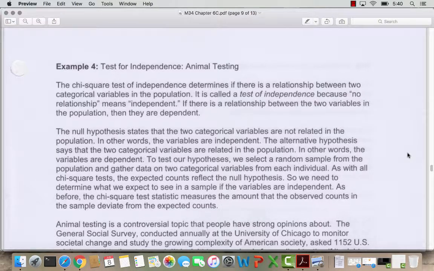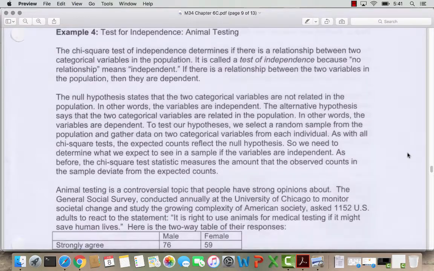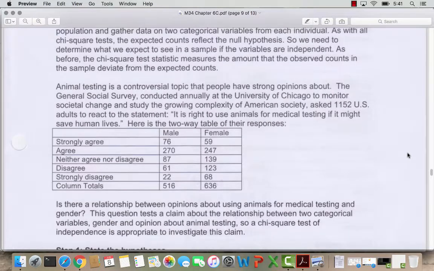Okay, so let's look now at example 4, what we call a test for independence about animal testing. So we use the test for independence to determine if there's a relationship between two categorical variables in the population, right? Just like earlier when we looked at two-way tables, we thought about, is there an independent relationship between two categories like men and women? So take a minute and make sure you pause and read through this.